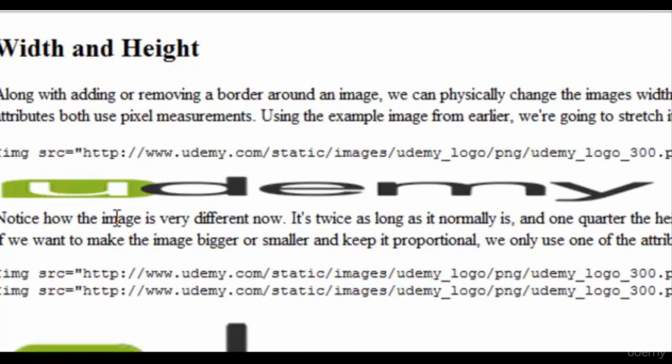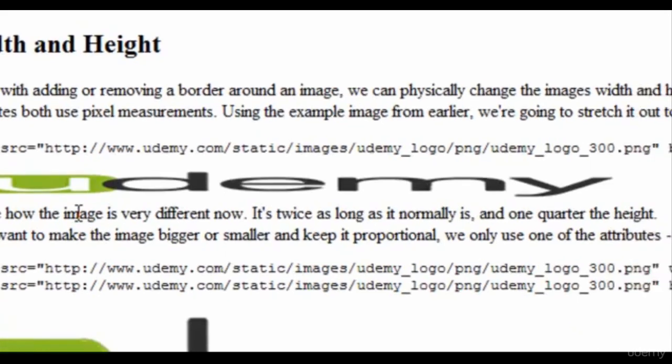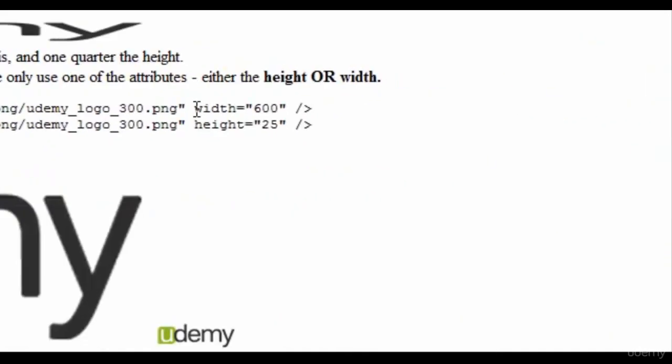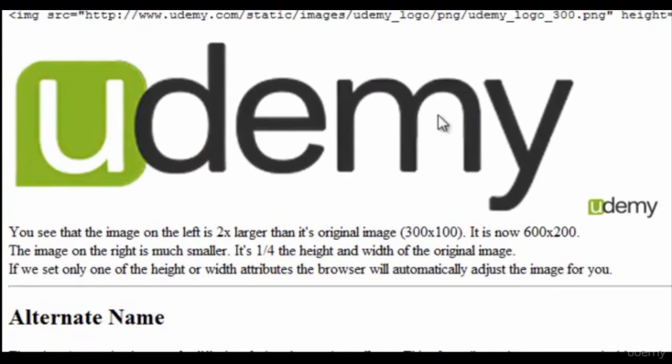If we want to make an image bigger or smaller and keep it proportional, then we only set one of the attributes, either the height or the width. In this example, you notice we have width is equal to 600, but we don't have a height. There's no height attribute inside this image tag. As our second image, we have height is equal to 25, but we do not have a width. And this is what it looks like.